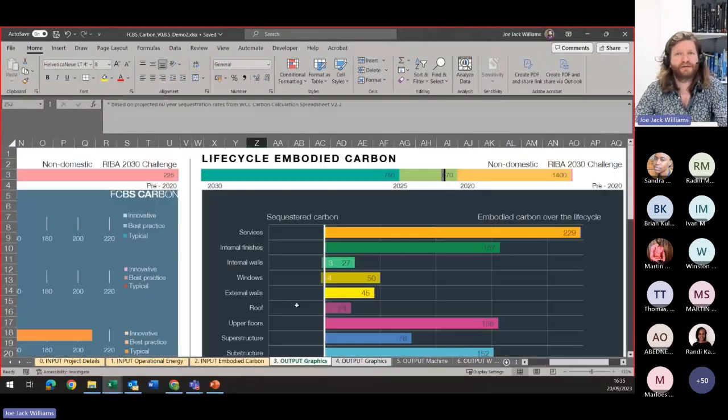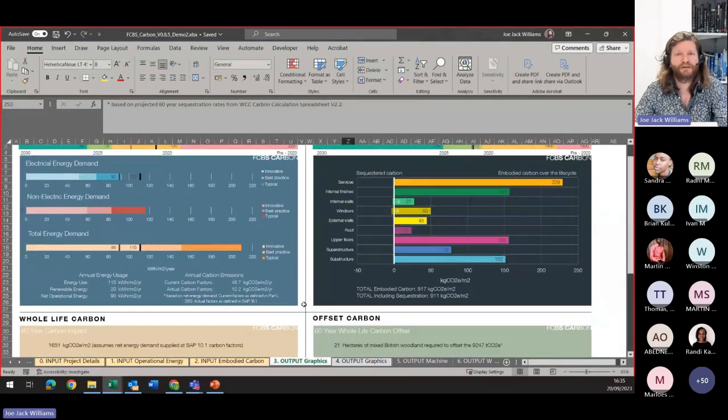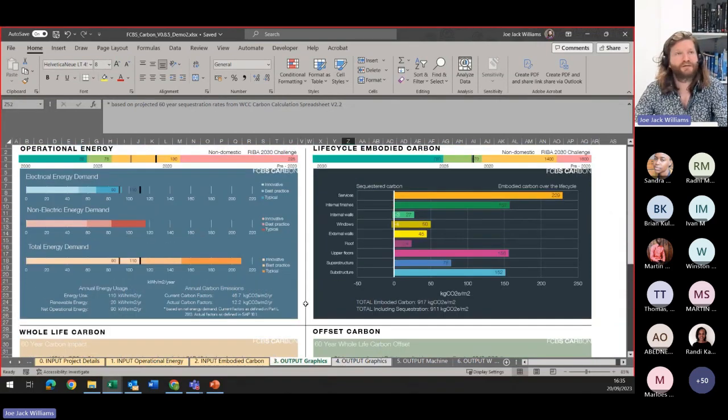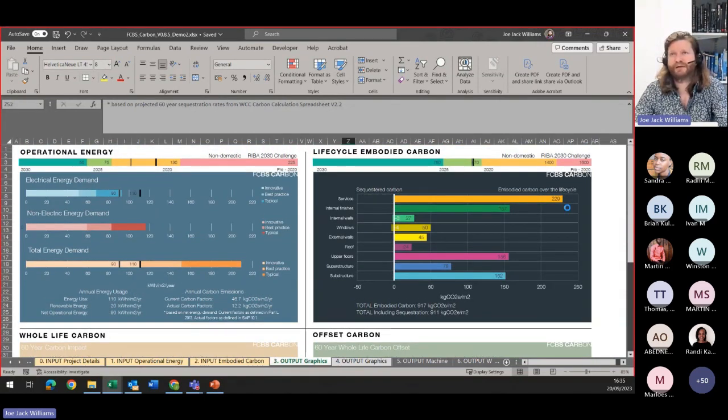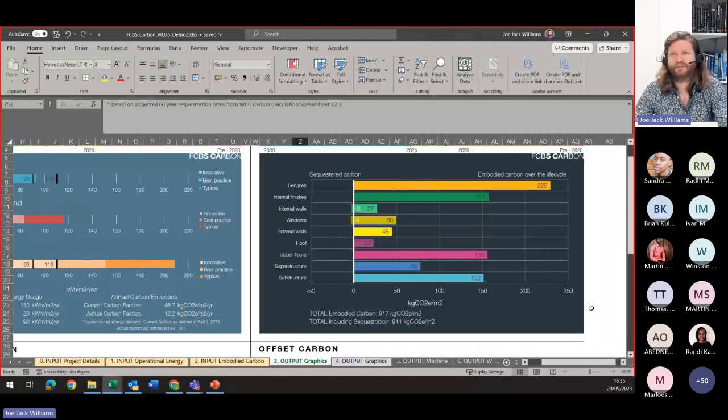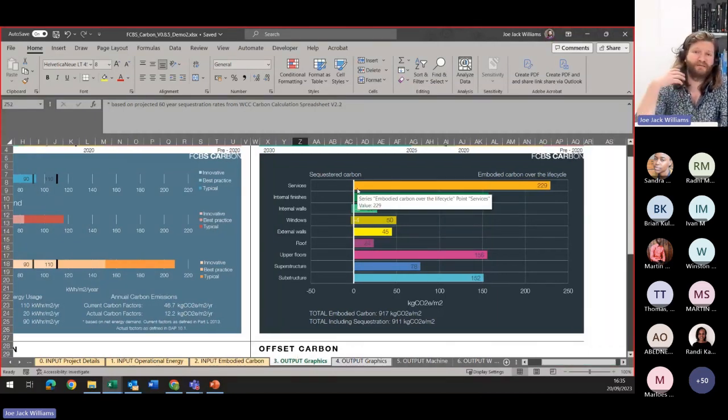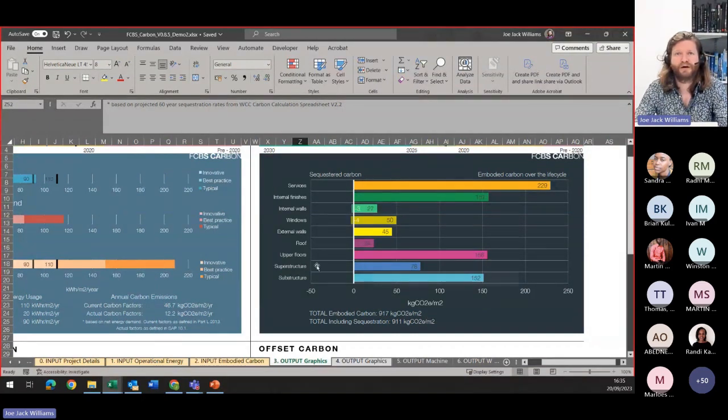If I go to my second page, my third output page, sorry, you can see all these different aspects. You can see very quickly on here where a lot of the carbon's coming from. And services tends to be very high. You can see substructure and superstructure quite high here. Upper floors, this pink one here, again, quite a lot.